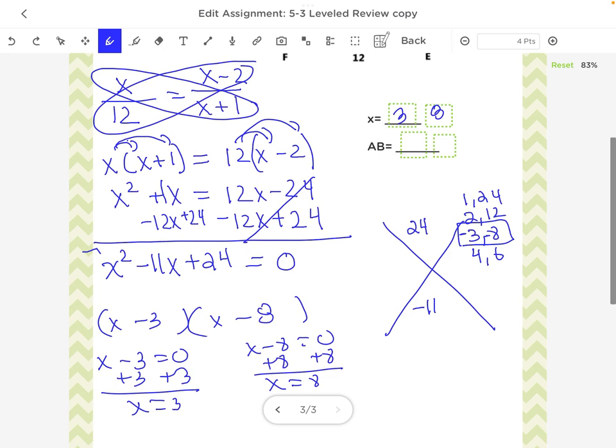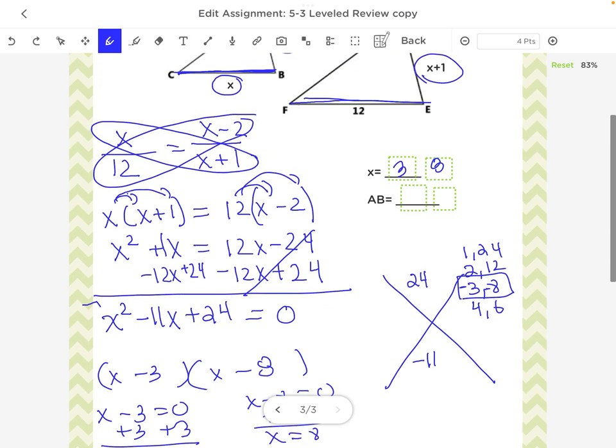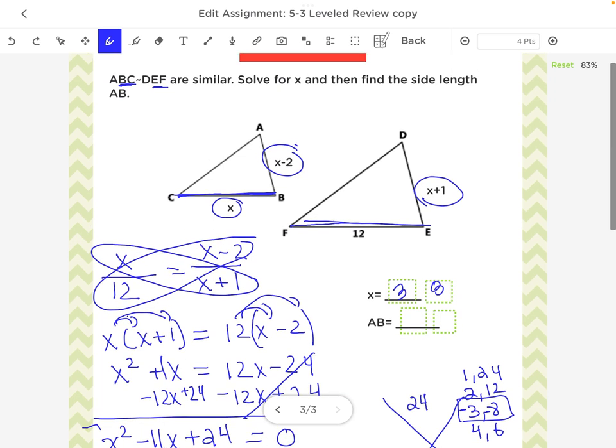Now, notice it is also asking me to find AB, so let's go back and see what's AB. AB is x minus 2. So you're going to plug in the 3 in for x. So 3 minus 2 gives me one answer, which is 1. And then go ahead and also plug in the 8 for x. 8 minus 2 gives me the 6.